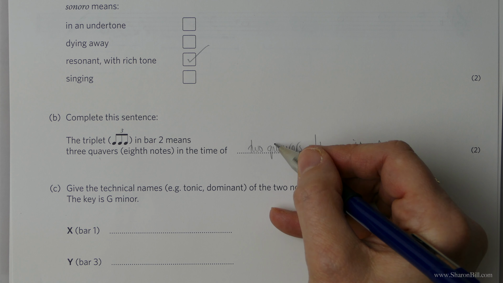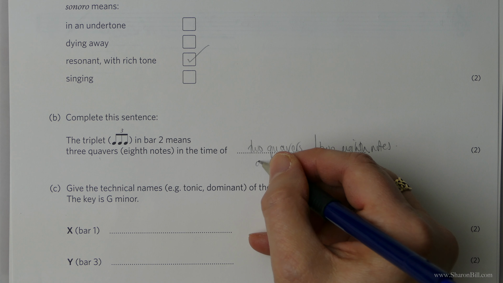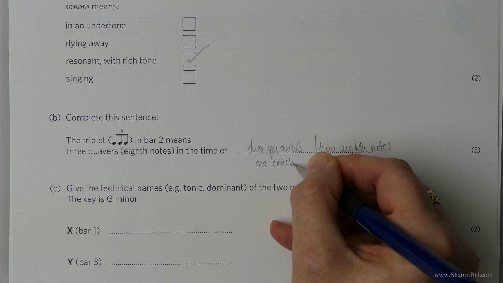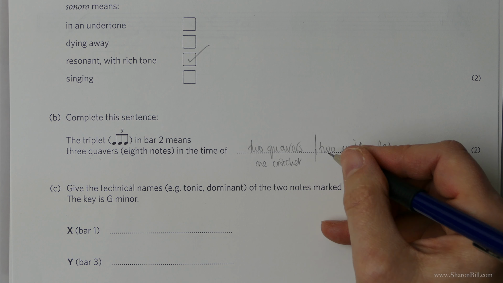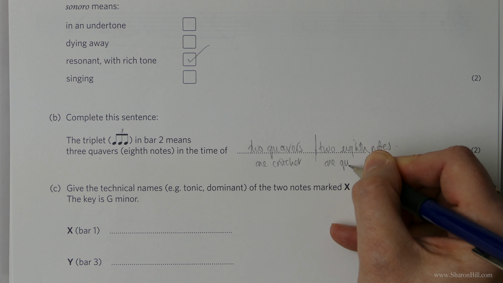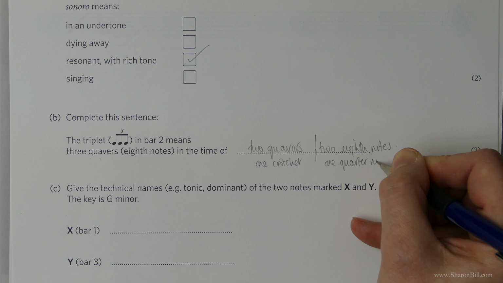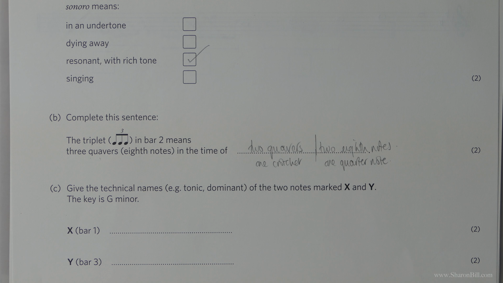Or alternatively, you could reduce it down further and say 1 crotchet. The maths are the same. Or if you prefer the terminology, you'd say 1 quarter note. There we go. So any of those will answer that just so.